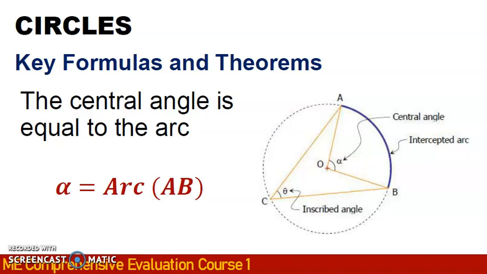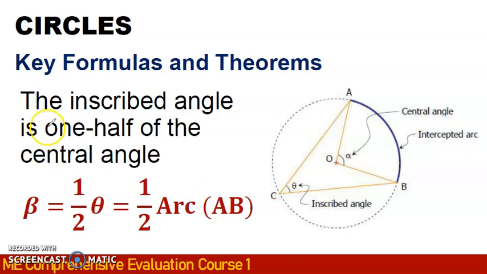Some key formulas and theorems for circles. The central angle is equal to the arc. For example, the central angle alpha is equal to the arc, this arc here, the intercepted arc.